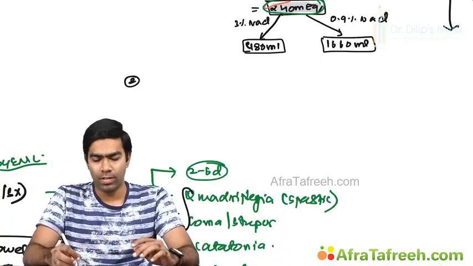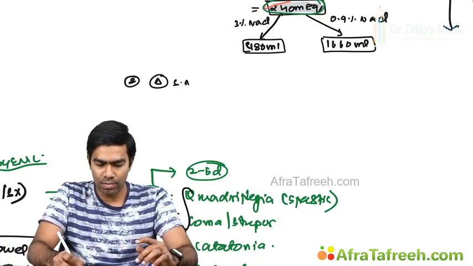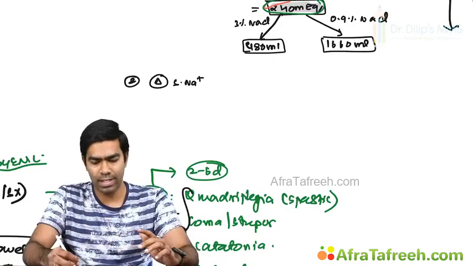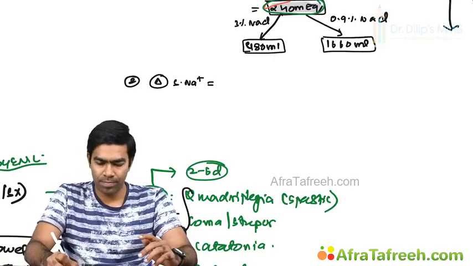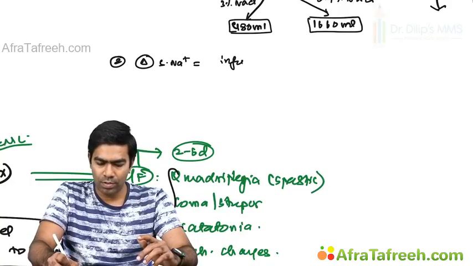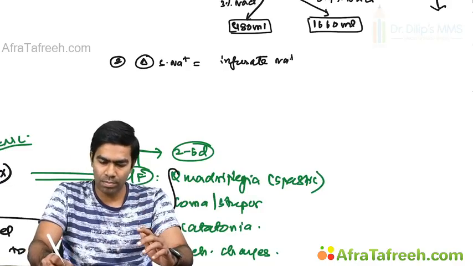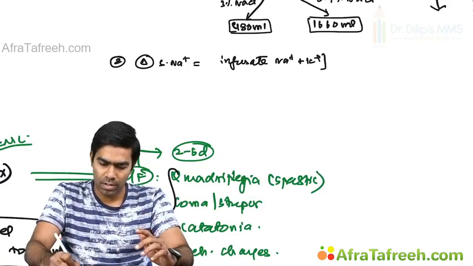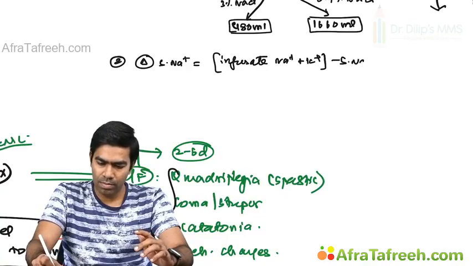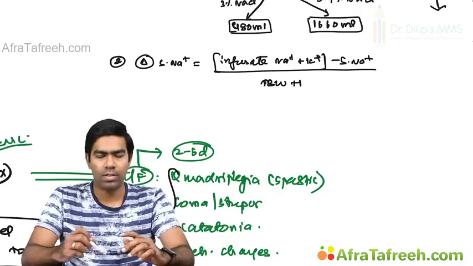Number 2, there's another formula where you can find out the change in the serum sodium, which means how much serum sodium changes can be given by the formula: infusate, which means the infusing solution, infusate sodium plus potassium minus the serum sodium divided by total body water plus 1. Clear?